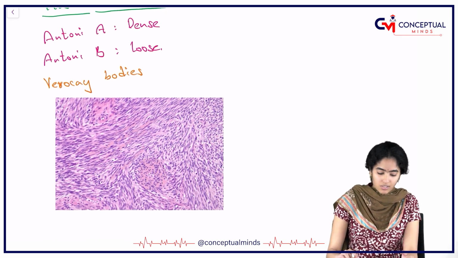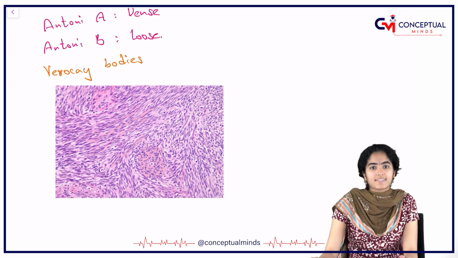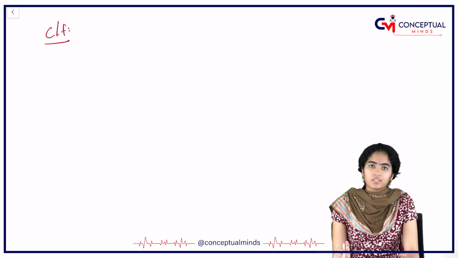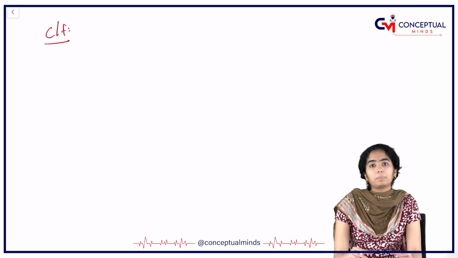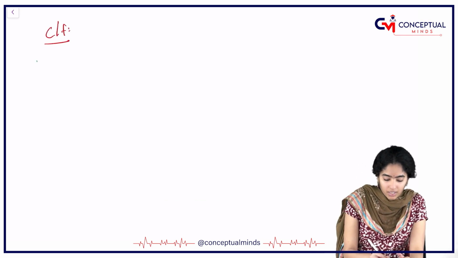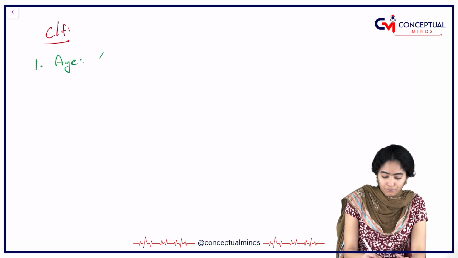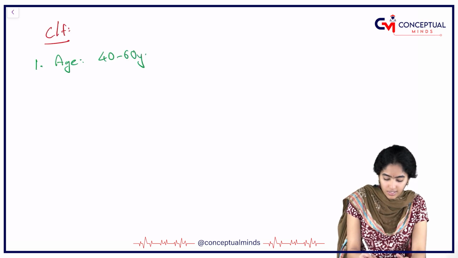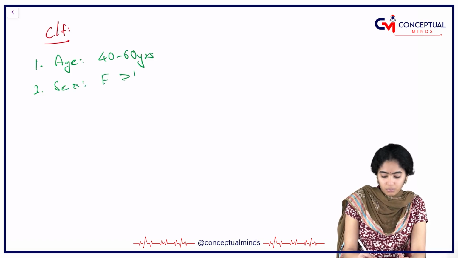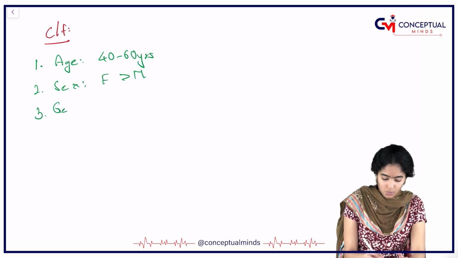Okay. So after histopathology, now let us move on to the clinical features. Before studying about the clinical features, let us look into certain predilections for acoustic neuroma. First is age. Usually between 40 to 60 years. This is the age group that is affected. Second, coming to sex, females are affected more than males. And third, genetic predisposition.